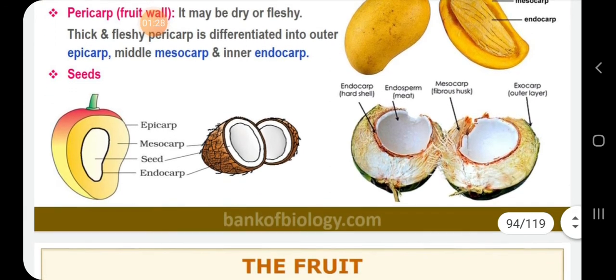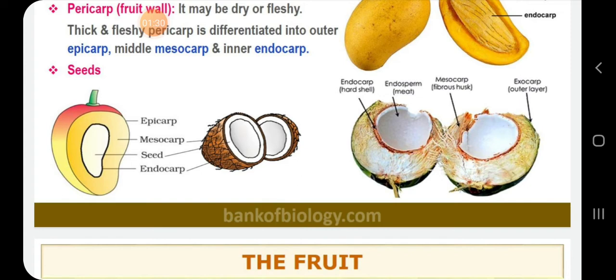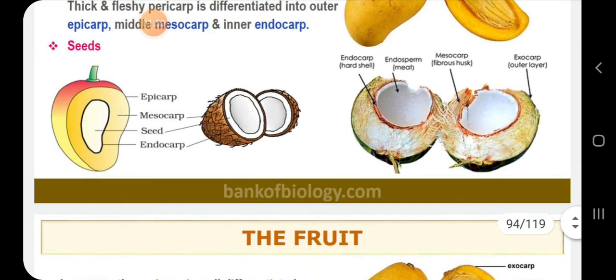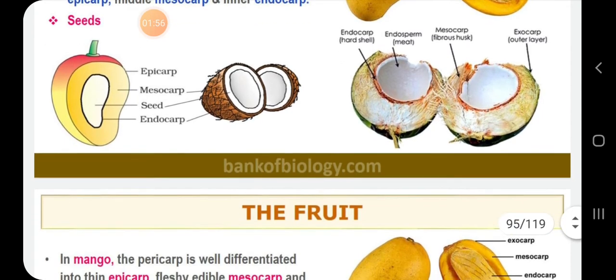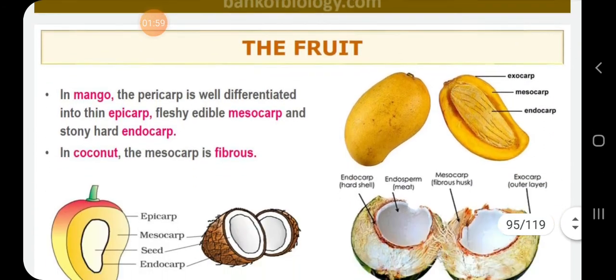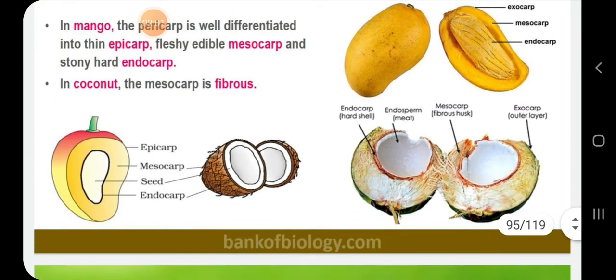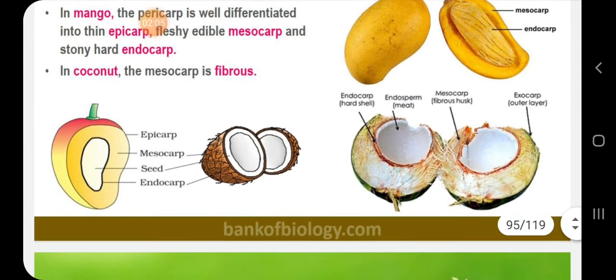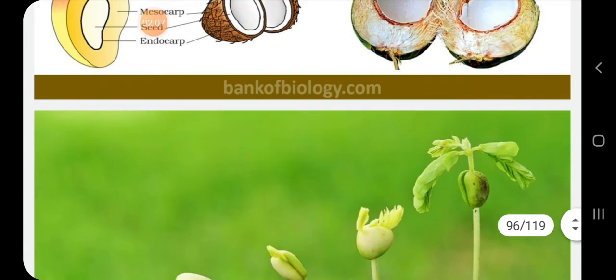In coconut also you can see that the outer, which in the raw condition is the green portion, is epicarp, and the dry part, in northern India we mostly find the fiber portion, which is known as mesocarp, and the endocarp is the hard portion which we have to break. So it is the hard shell. In coconut, the mesocarp is the fibrous part, that I have already told you just now.